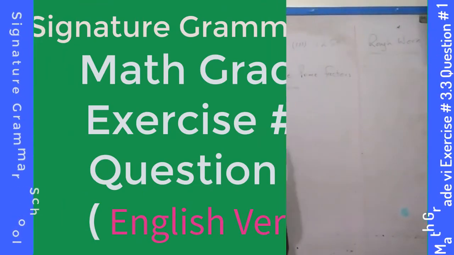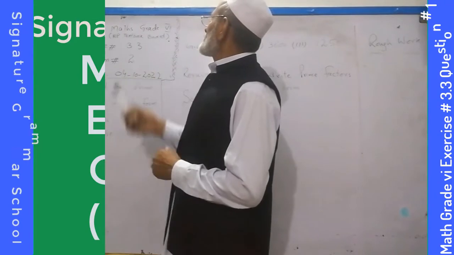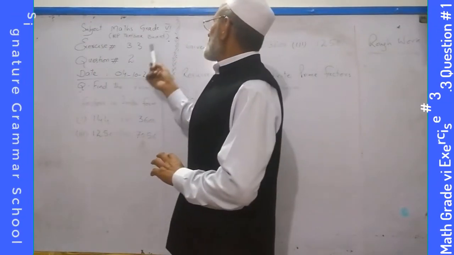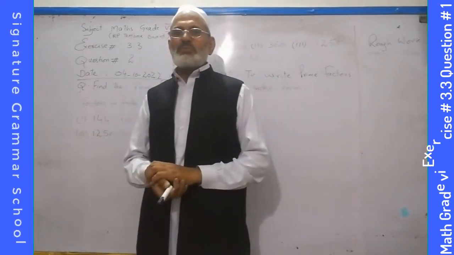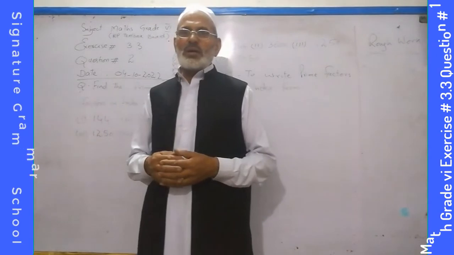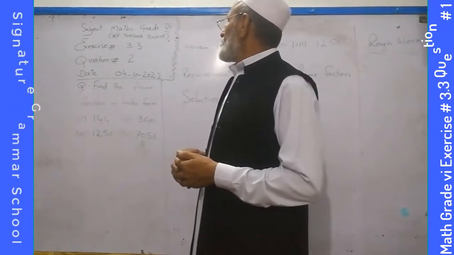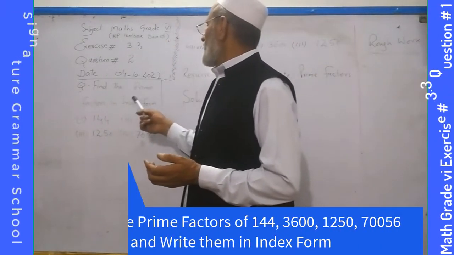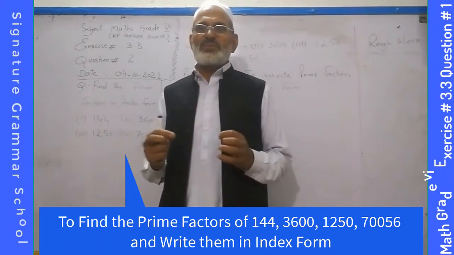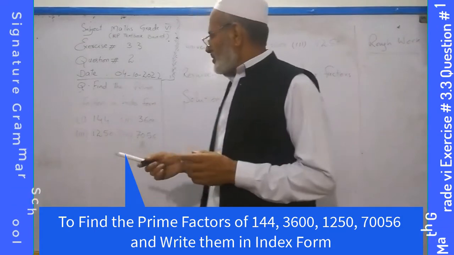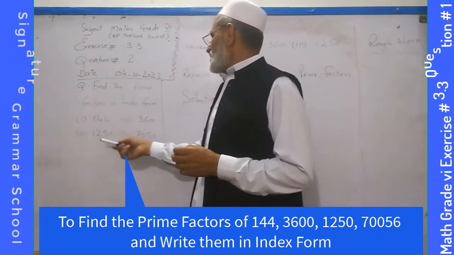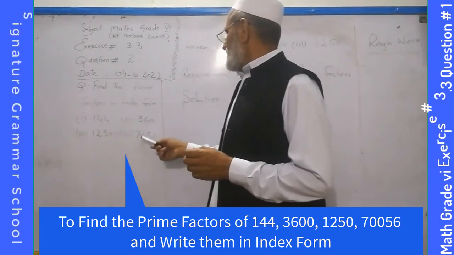Bismillahirrahmanirrahim, dear students. We are having exercise 3.3 of the mathematics book for grade 6, and that book is being published by KPK and Peshawar Textbook Board, Peshawar. It's question number 2. In question number 2, we have been asked to find out the prime factors, but we have to write down these prime factors in index form. We have been given 4 values. One is 144, the other is 3,600, and the other is 1,250. The fourth one is 7,056.